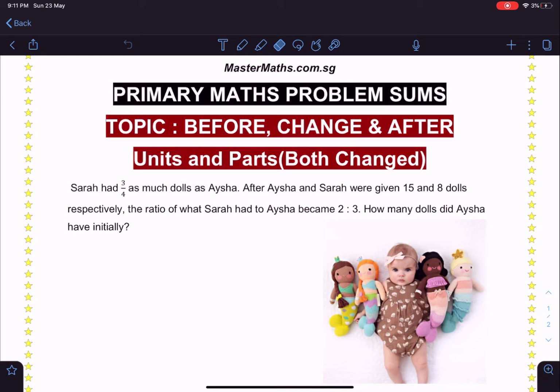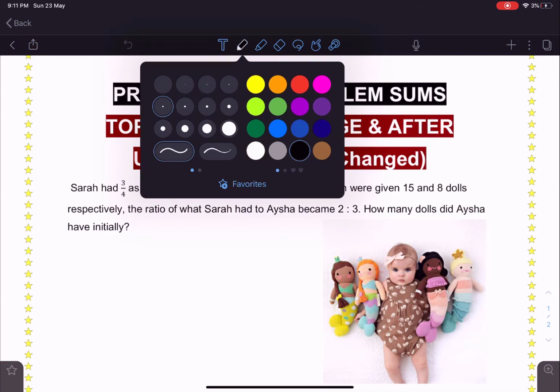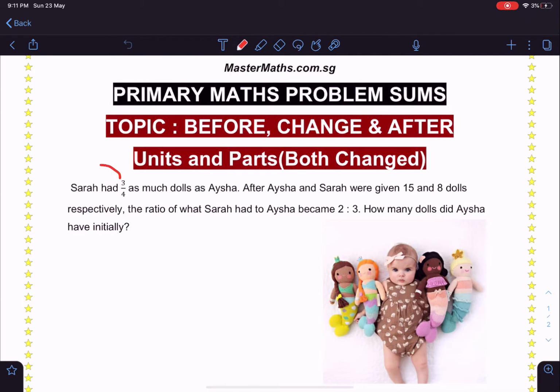Okay, so let's discuss. Sarah had 3/4 as many dolls as Aisha. So right from the get-go, we know that Sarah has 3 units of dolls. Aisha has 4 units of dolls. We can write that down here first. Okay, take a pencil and write it down as such.